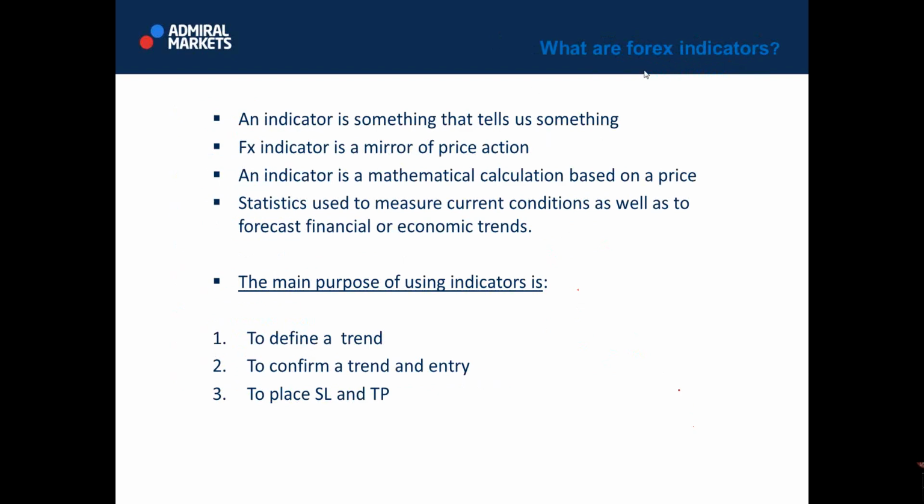So indicators are basically something that will tell us something. A Forex indicator is a mirror of price action. It is also a mathematical calculation based on price. It's also a statistic which is used to measure current conditions as well as to forecast financial or economic trends. So those are definitions of Forex indicators. The main purpose of using an indicator is to define a trend, to confirm a trend and entry, and to place stop loss and target price. Okay? So that is the main purpose of using indicators.